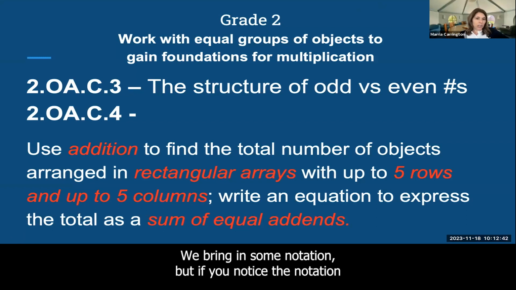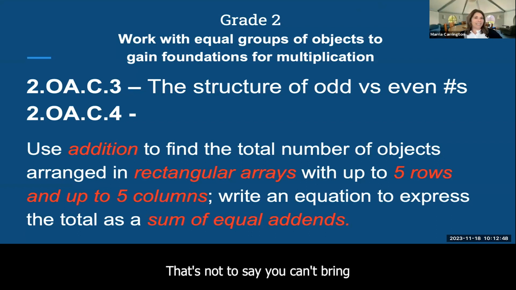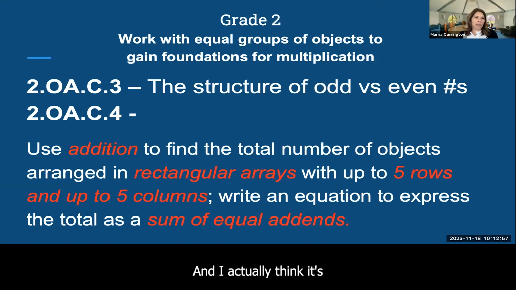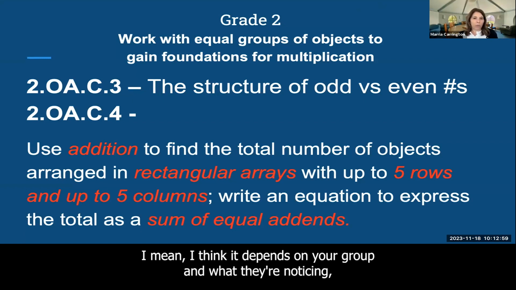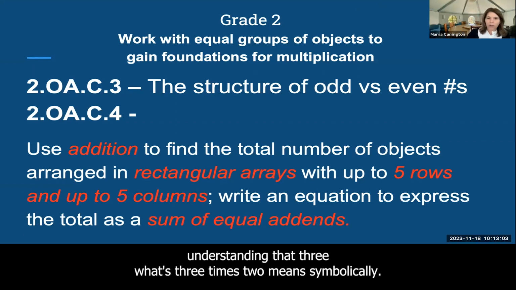We bring in some notation, but if you notice, the notation is still about addition, repeated addition. That's not to say you can't bring in the multiplication notation, but you don't have to. And I think it depends on your group and what they're noticing. But it's not something that they have to leave second grade understanding, what 3 times 2 means symbolically.